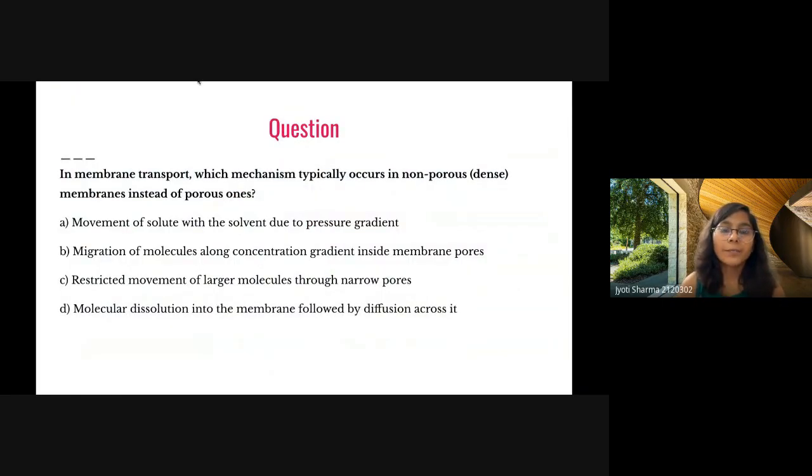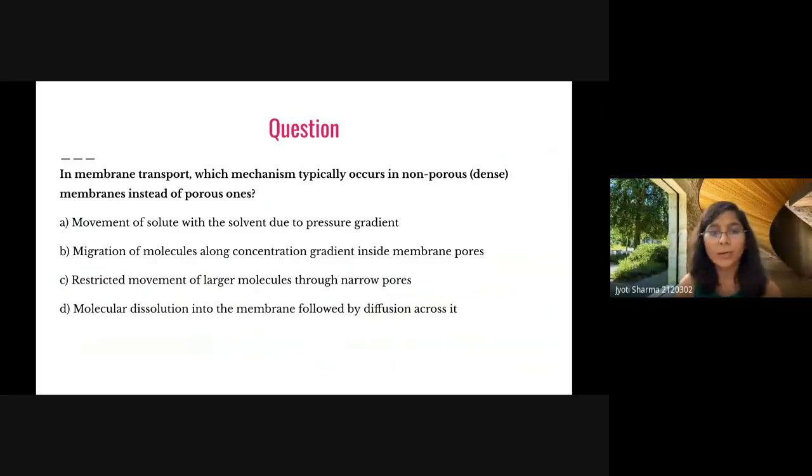Anyway, coming to the next question. In membrane transport, which mechanism typically occurs in a non-porous membrane instead of a porous one? Till now we were talking about porous membranes that have pores, and those pores will not allow different particles to go through. But we also have some mechanism that typically occurs in non-porous membrane. Can you tell me that mechanism?